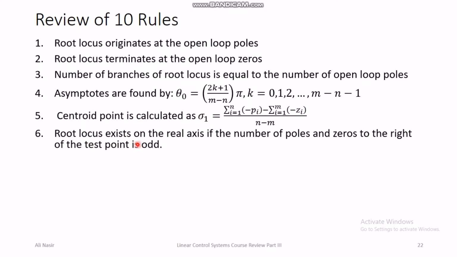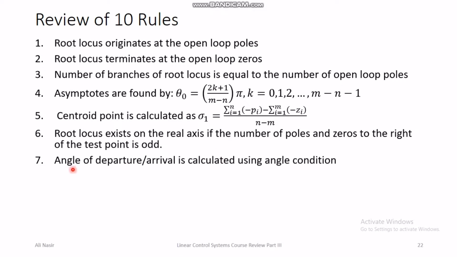Rule number 6 is a very important rule, which I always use first. This is the first rule I use when I sketch the root locus myself. Root locus exists on the real axis if the number of poles and zeros to the right of the test point is odd. So if you put a marker on the real axis, and to the right side of your marker point the number of poles and zeros is odd, then the root locus will exist at that point. Existence of root locus means that at least one of the poles is passing through that point on the real axis.